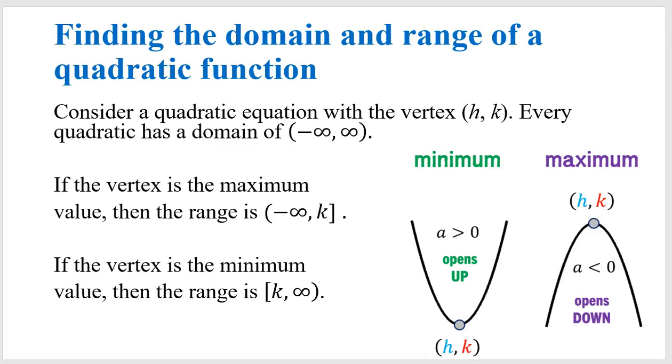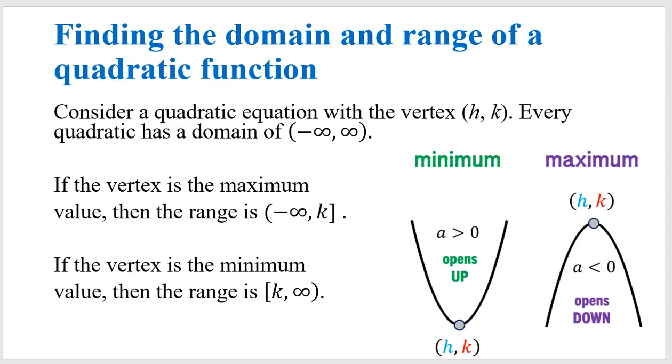Once you have found your vertex and whether it is a maximum or a minimum, then you can use that information to help you find the domain and the range. If you consider some generic quadratic equation that has a vertex (h, k), which I have pictures of in the lower right, the domain is going to be all the reals. That parabola will continue to get wider and wider, so the x values will eventually cover all of the real numbers. So the domain of every parabola will always be negative infinity to infinity.